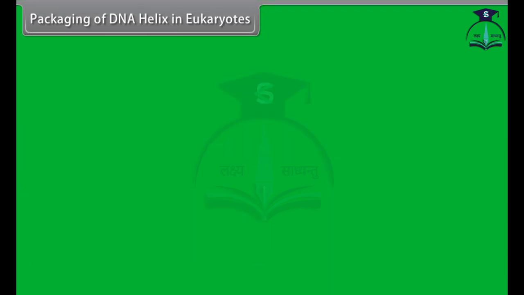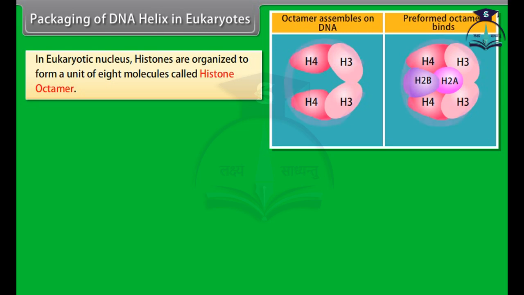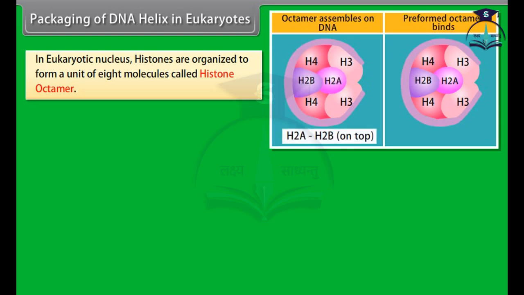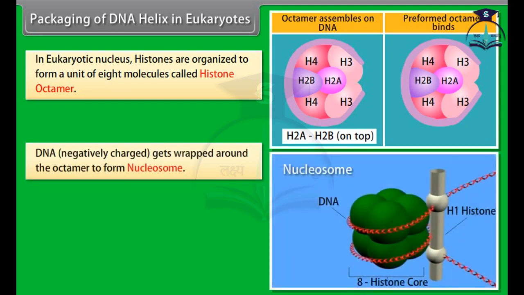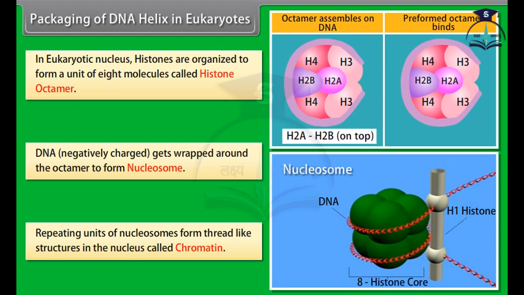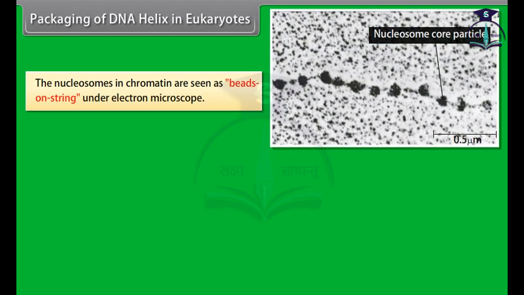Packaging of DNA helix in eukaryotes. In the eukaryotic nucleus, histones are organized to form a unit of 8 molecules called the histone octamer. Negatively charged DNA gets wrapped around the octamer to form a nucleosome. Repeating units of nucleosomes form thread-like structures in the nucleus called chromatin. The nucleosomes in chromatin are seen as beads on a string under an electron microscope.